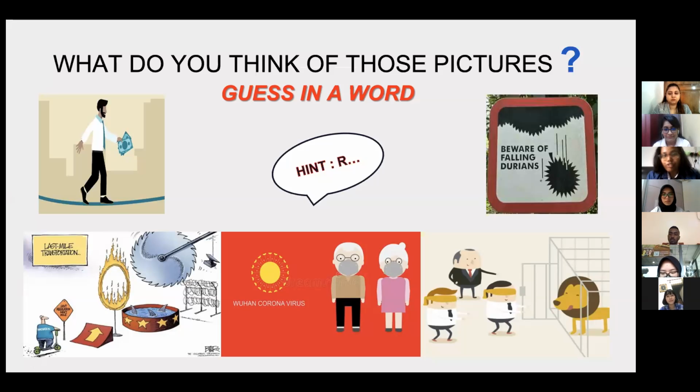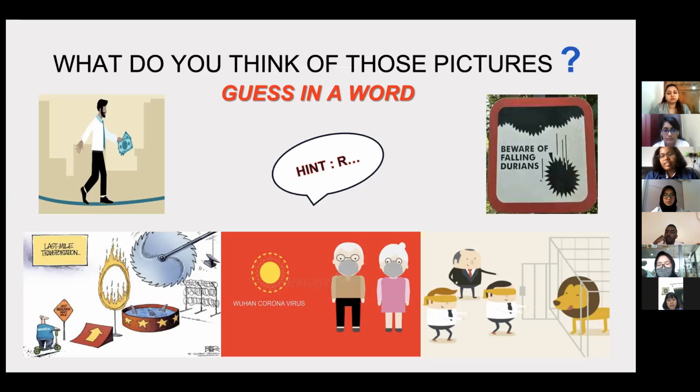Okay, so most of you got the correct answer. The answer is risk. As we all can see, all those pictures are related to risk. The first picture shows that the man is walking on the rope, so there is a possibility for him to fall down. The second picture, the man is riding on the motorbike, so it's a risk for him to get into the fire. The third picture is showing the elderly who will easily get infected with the coronavirus.